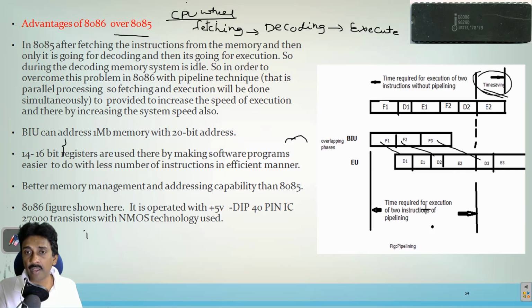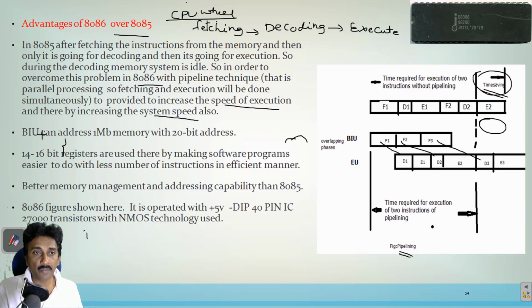So the time required for execution of 2 instructions with the pipelining technique is saved a lot. So this is the advantage of the 8086 microprocessor. Using the pipelining technique, the speed of execution increased as well as the system speed, so that the throughput has increased. Throughput means the number of instructions executed per unit time. So that will be increased a lot in the 8086.